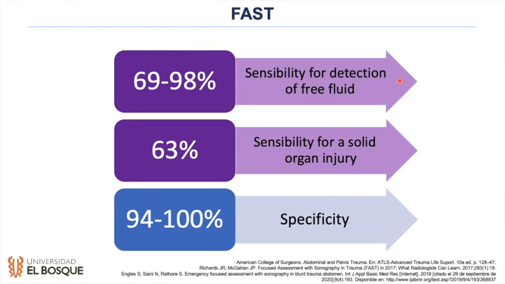So this exam has an acceptable sensitivity, 69 to 98%, for the detection of free fluid in the abdominal cavity, but it has a lower sensitivity, 63%, for a solid organ injury. So this exam may lead to underestimation of injuries and their severity, especially in stable trauma patients without detectable free fluid. On the other hand, this exam has a very high specificity, 94 to 100%, for the detection of this free fluid or solid organ injury.